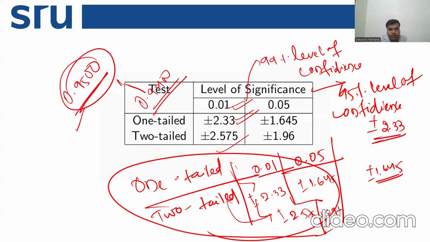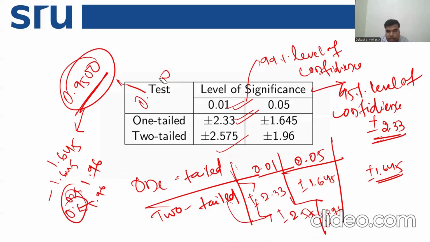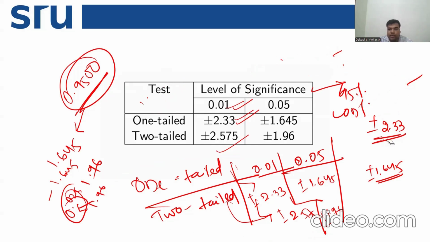For this value, we have to check the normal distribution, where we get 1.645 and 1.96. Similarly, for the negative side we will get minus 1.645 and minus 1.96 for the 0.025 value. So this is very important. These are the tests and these are the levels of significance. So we have to follow the same to solve the problem.